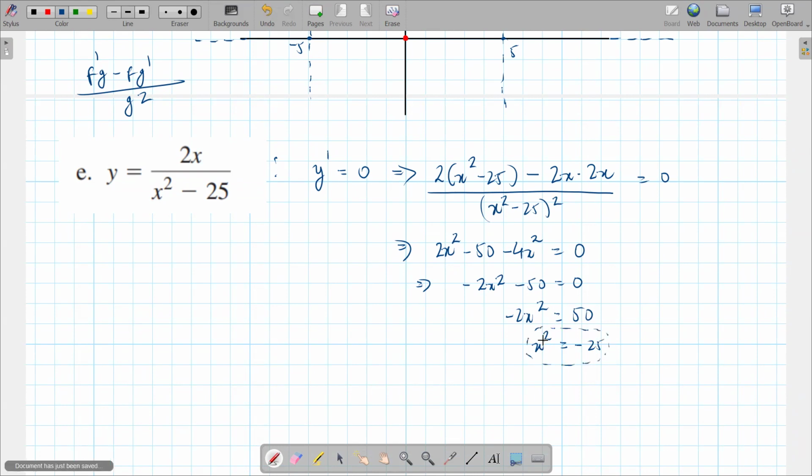If x squared is negative 25, what's x? So we're looking for a number. When you square it, you get negative 25. Does it exist? No, it does not. Negative 25 has no square roots. Positive 25 does, but there's no number. When you square it, you would get a negative number. Whenever you square something, you will always get a positive number, okay?